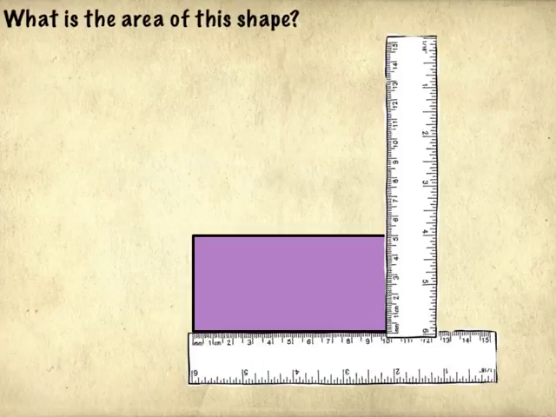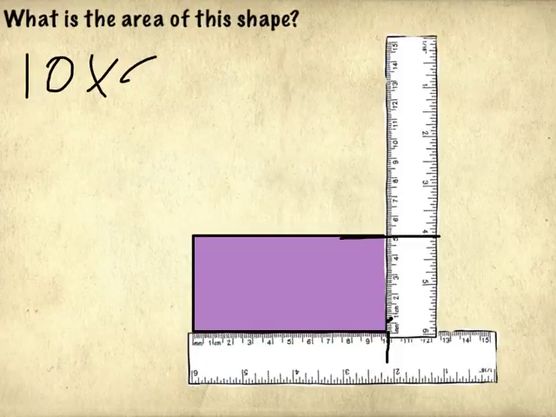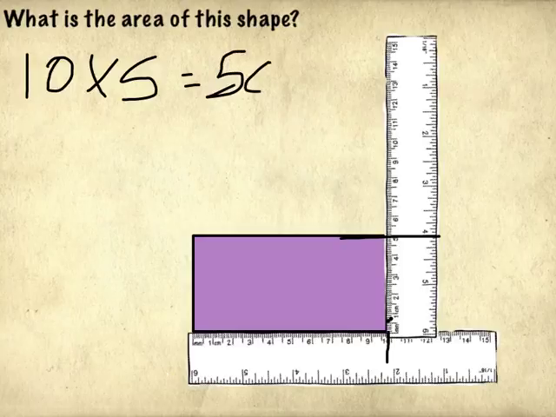So on this one, it's right around 10 centimeters long and right around 5 centimeters wide. So to find the area, I'm going to do length times width. My answer should be 50 centimeters squared. And that's all there is to it.